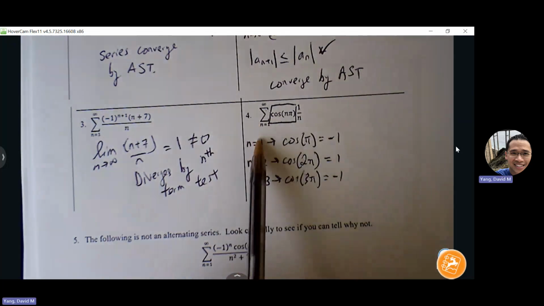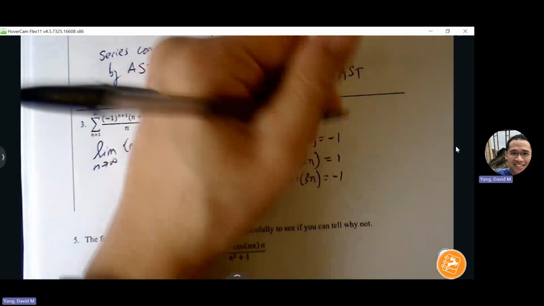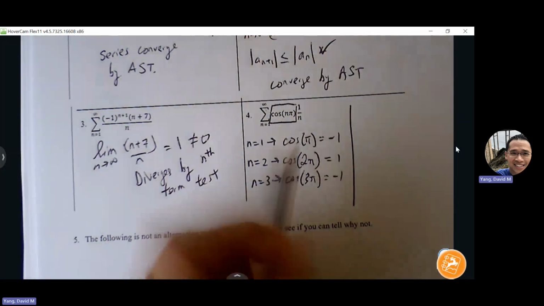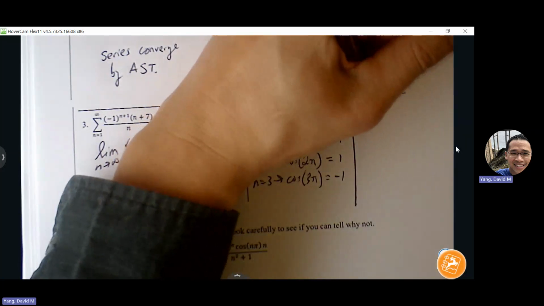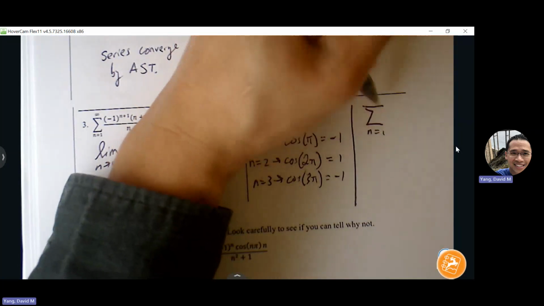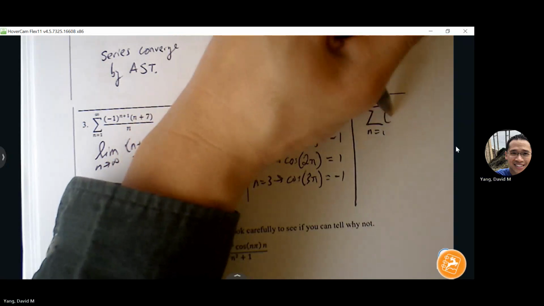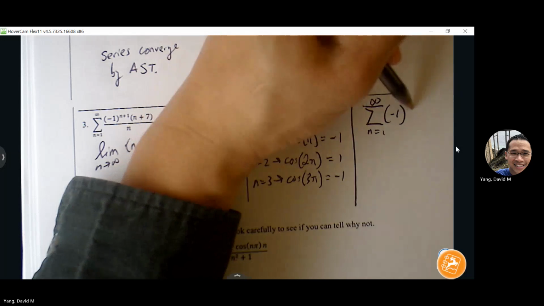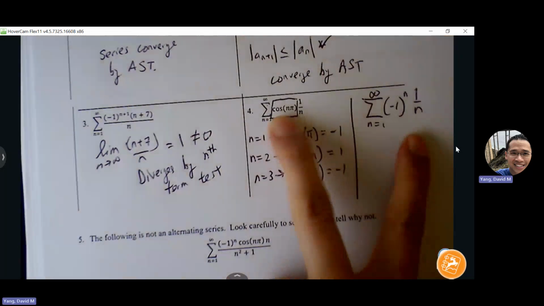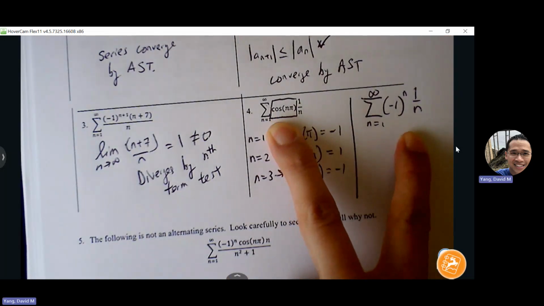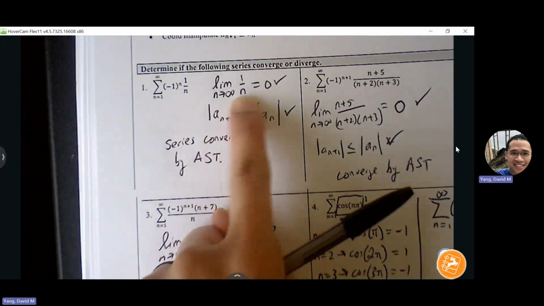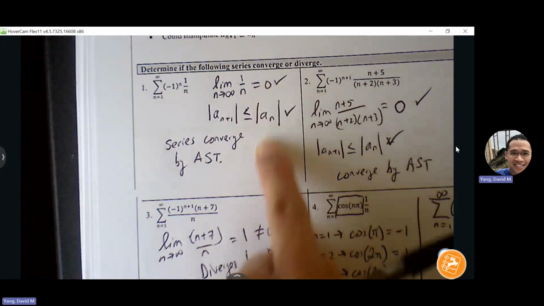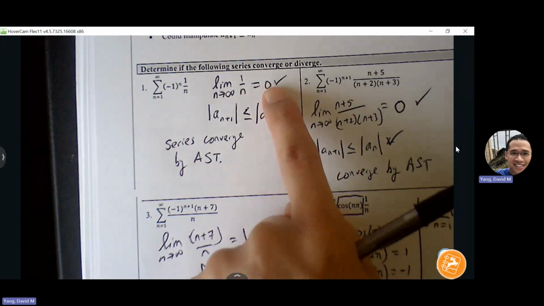Which one? Number 4? 1 over n. All right. So we have to agree, right, that this is the same thing as this. Are these not the same? Yes. So this is basically number 1, right? So we can follow the same steps as this, right?